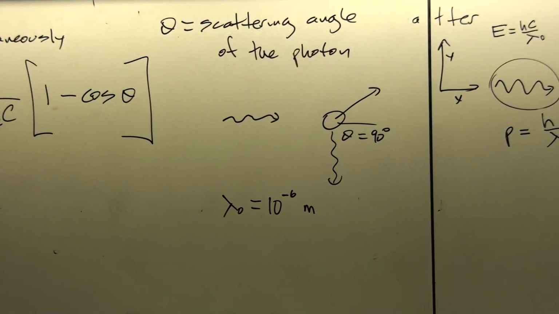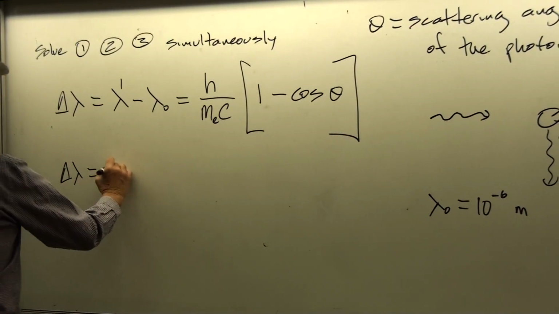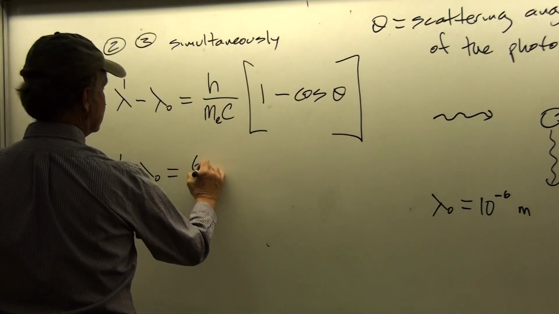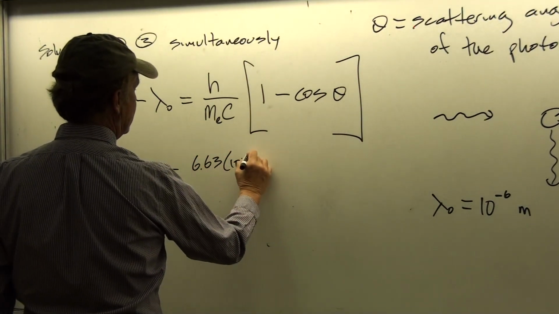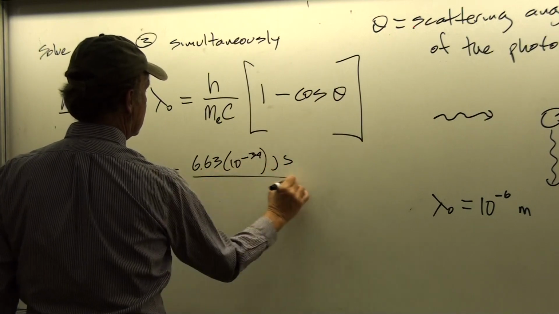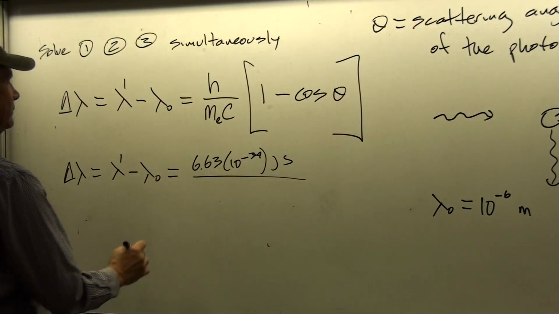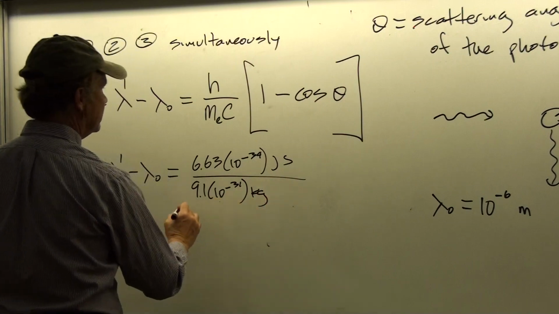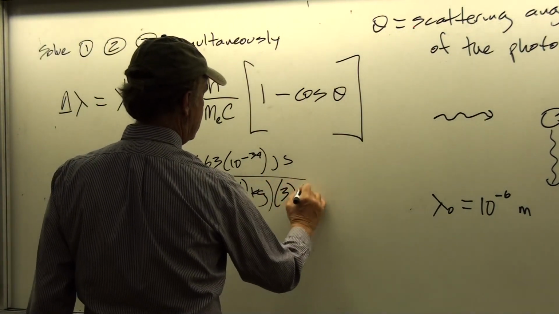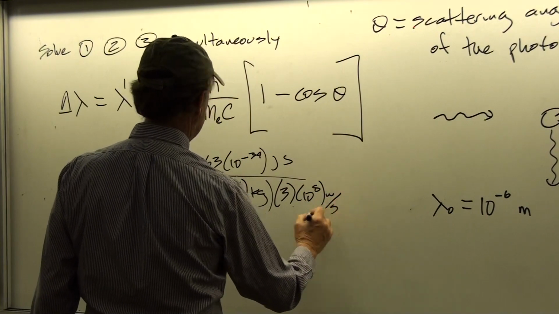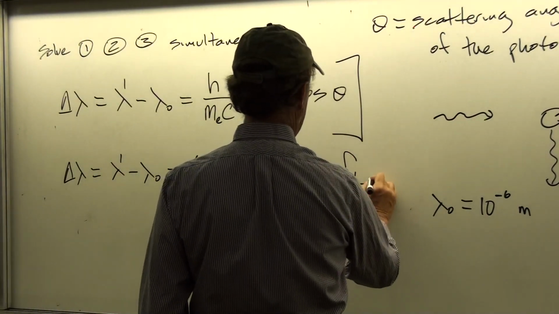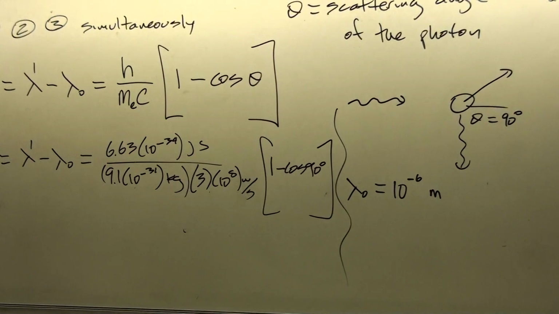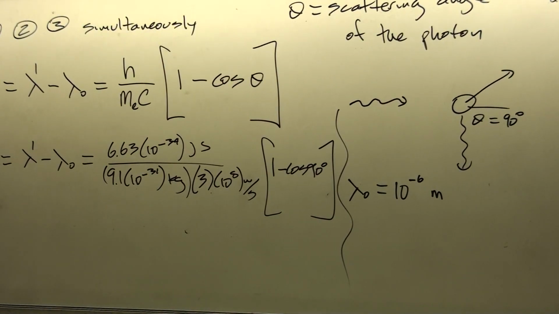So then we could get the delta lambda, the change in the wavelength, is equal to lambda prime minus lambda naught. It's equal to h. Okay, so that's 6.63 times 10 to the minus 34 joule seconds, divided by the mass of the electron, 9.1 times 10 to the minus 31 kilograms, times c, 3 times 10 to the 8 meters per second, times 1 minus the cosine of 90 degrees. So that's just multiplied by 1.